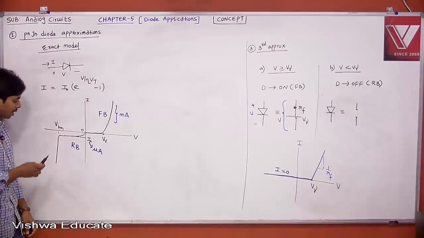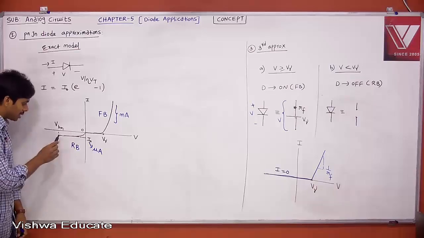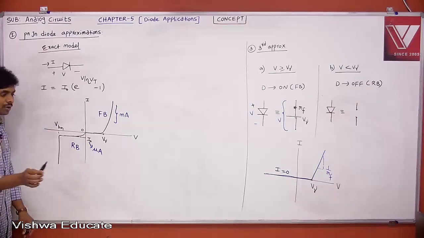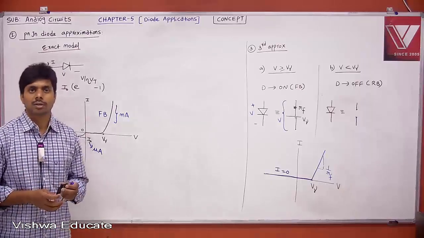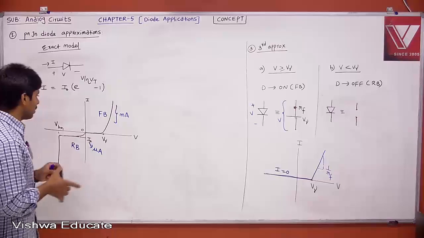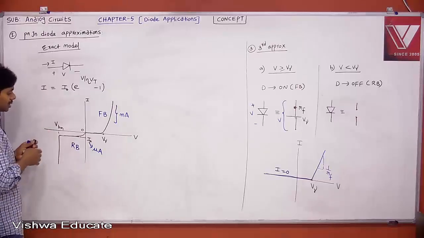But remember, once the PN junction diode enters breakdown, immediately the current will be infinity. We cannot use it further. We have to throw the PN junction diode away. That is what is called the diode being damaged. That is the reason why we should not operate your PN junction diode in this region.